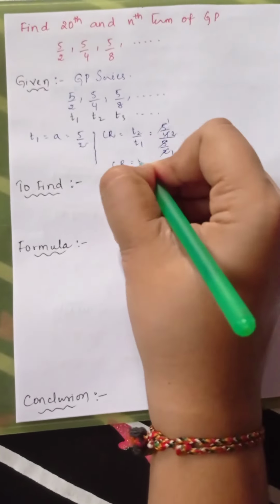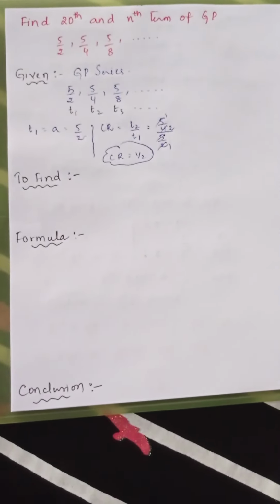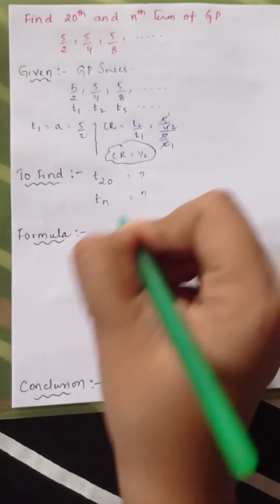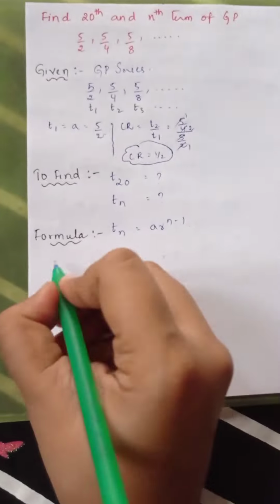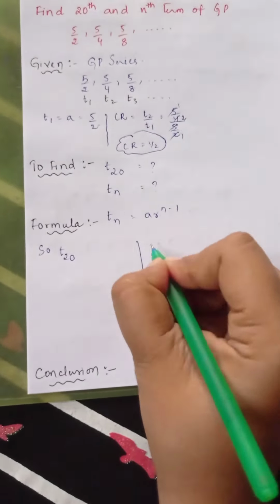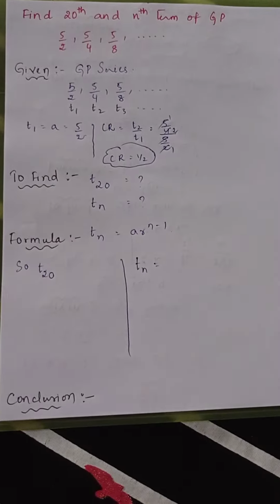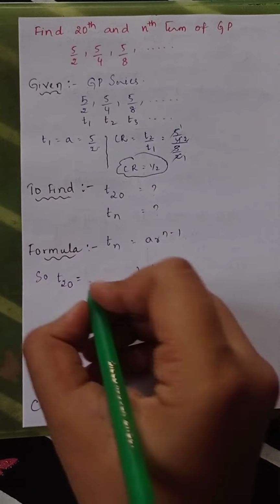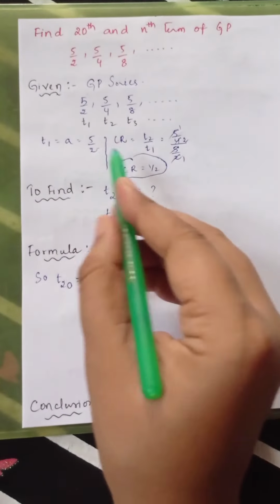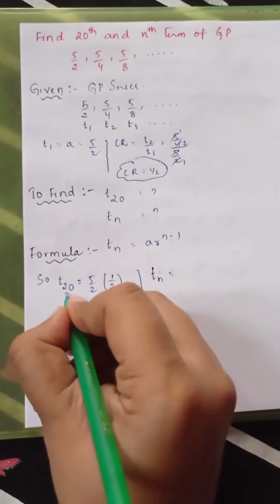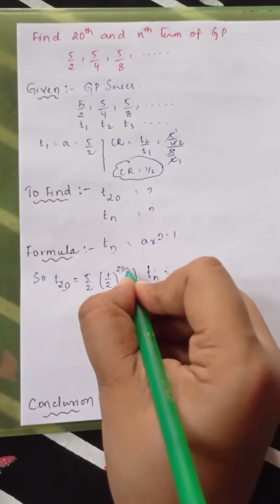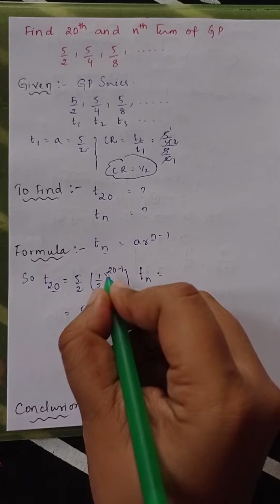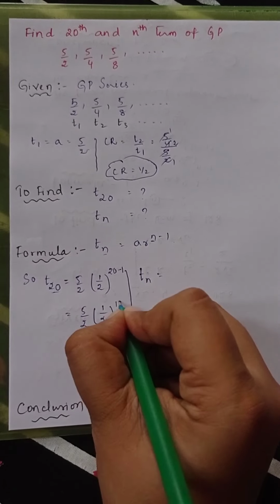By dividing. Done. And what you need to find out? You need to find out T20 and Tn. So using the formula Tn is equal to ar power n minus 1. Done. So here T20 is equal to a is 5 by 2, r is 1 by 2, whole power n is 20, right? 20 minus 1. So we'll get 5 by 2 into 1 by 2 whole power 19.